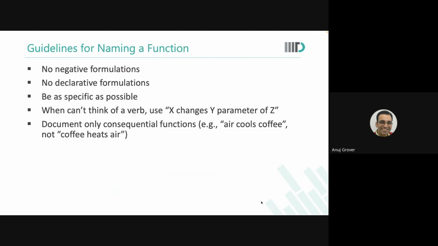So, guidelines for naming a function. There are no negative formulations. For example, "an open door does not stop people" cannot be a negative declaration. That cannot be a negative statement.